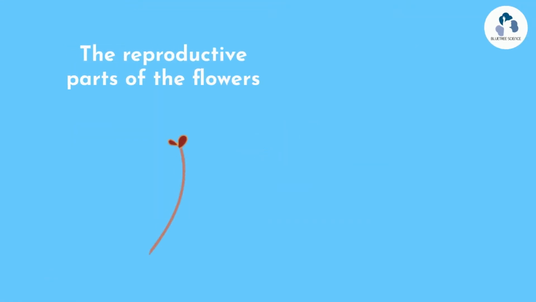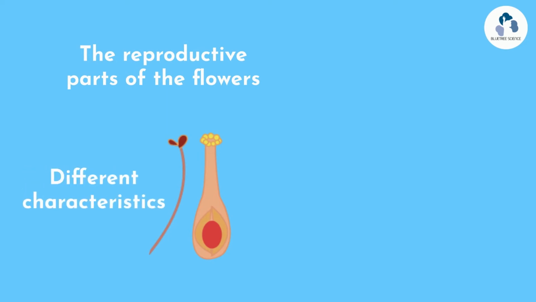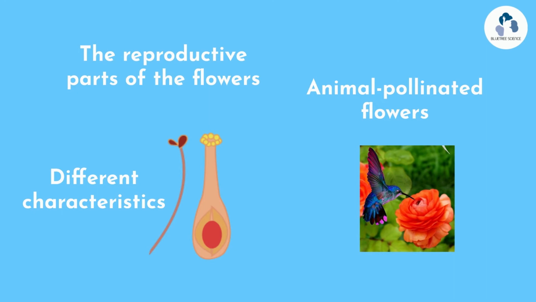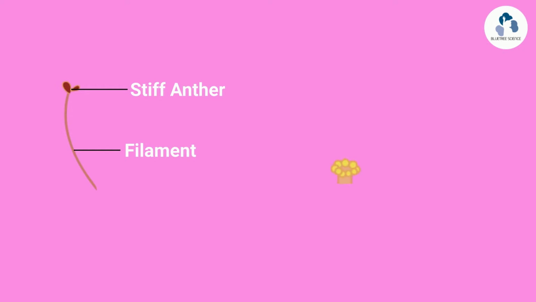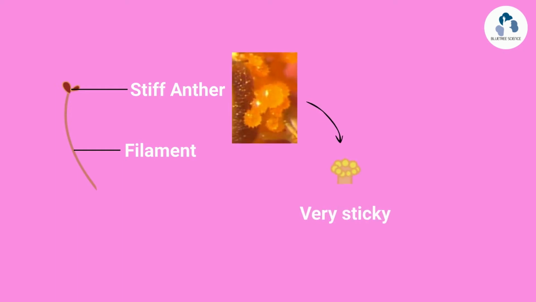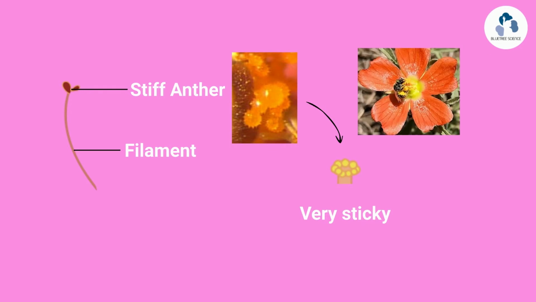The reproductive parts of the flowers also have different characteristics. In animal-pollinated flowers, the anthers and stigma are found inside the flower. The anthers are usually stiff and firmly attached to the filament. The stigma is very sticky, so that the pollen grains can easily stick to them when the pollen-carrying pollinators brush against them.